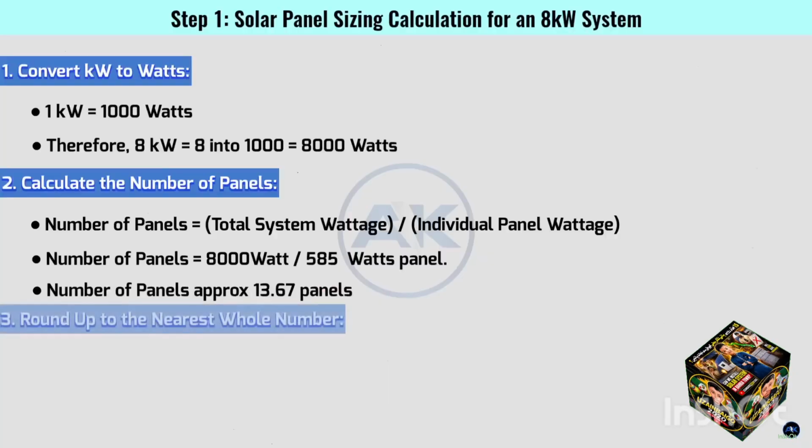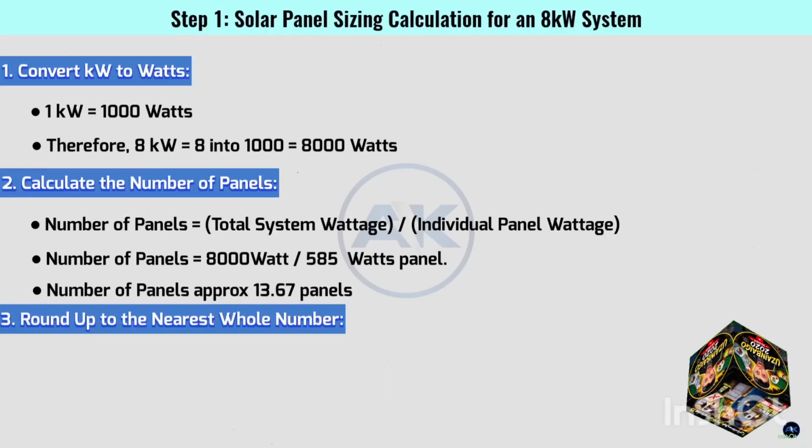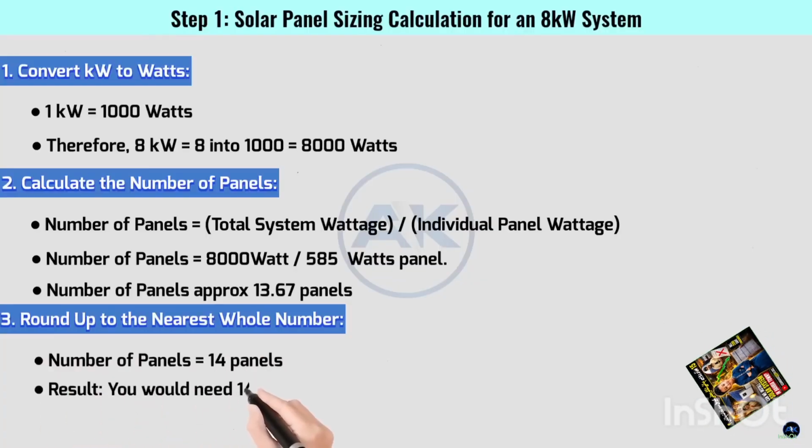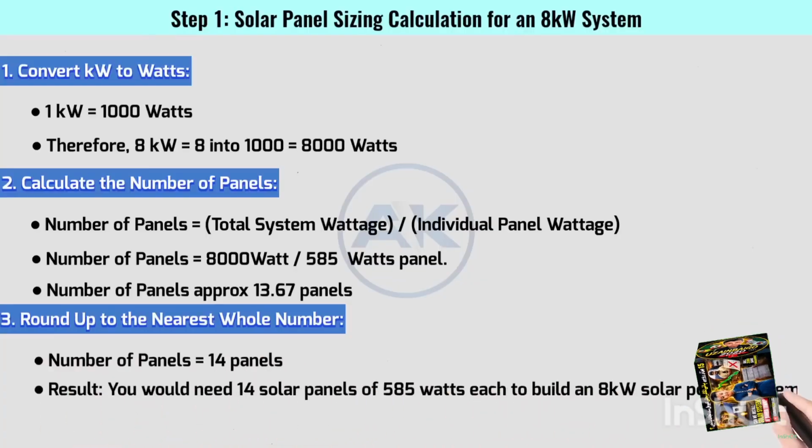3. Round up to the nearest whole number. You can't install a fraction of a solar panel. To ensure you meet or slightly exceed your 8 kilowatt target, you must always round up to the next whole number. Number of panels equals 14 panels. You would need 14 solar panels of 585 watts each to build an 8 kilowatt solar power system.